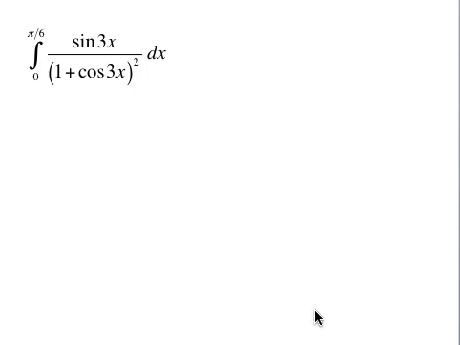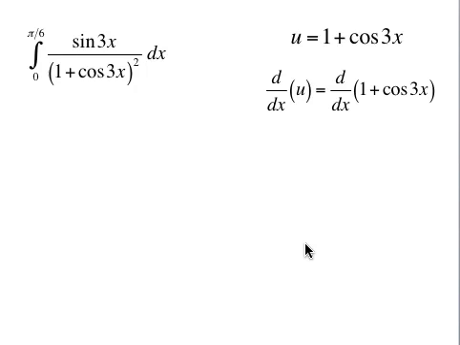Our next question is the integral from 0 to pi over 6 of sine 3x over 1 plus cos 3x squared. Now the derivative of sine 3x is 3 cos 3x, which I kind of see, but I don't see 1 plus cos 3x. The derivative of 1 plus cos 3x is going to be negative sine 3x times 3, and I have a multiple of that upstairs. So that's our indicator to determine what u is going to be. So we're going to use a u of 1 plus cos 3x here.